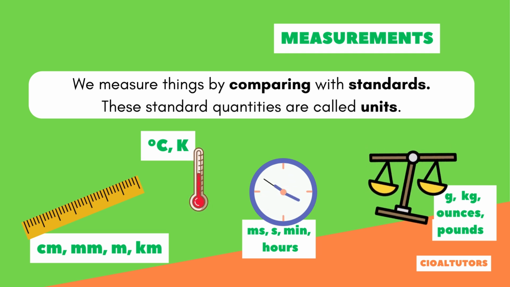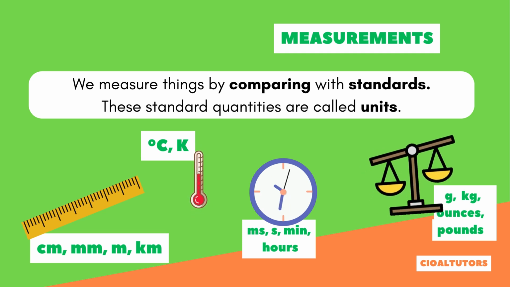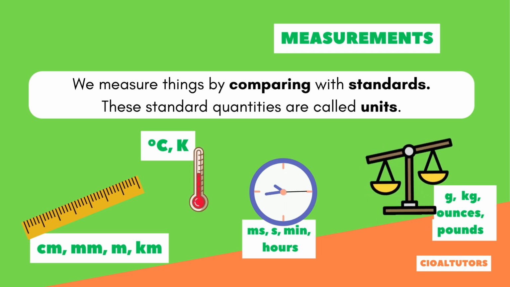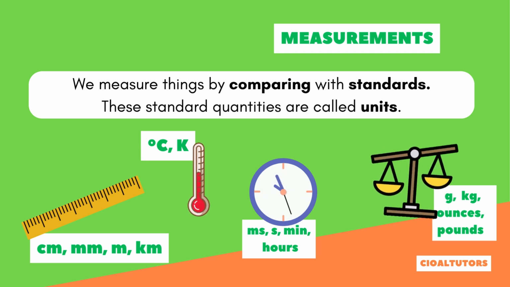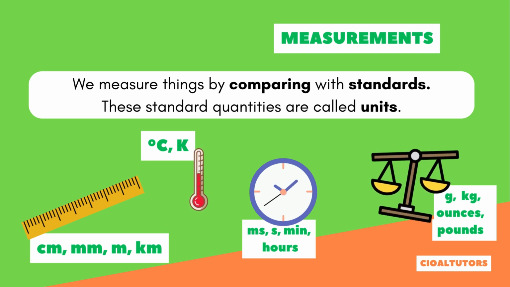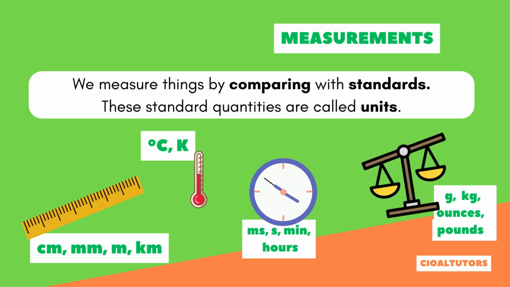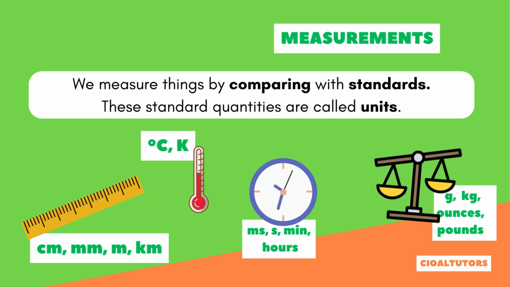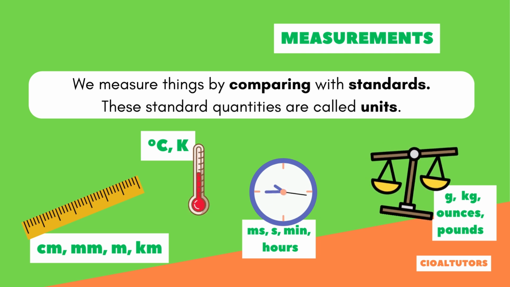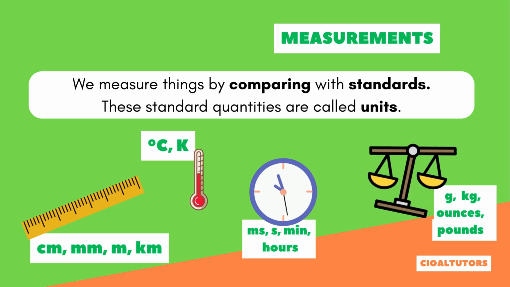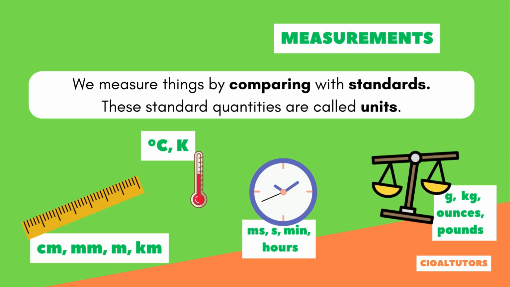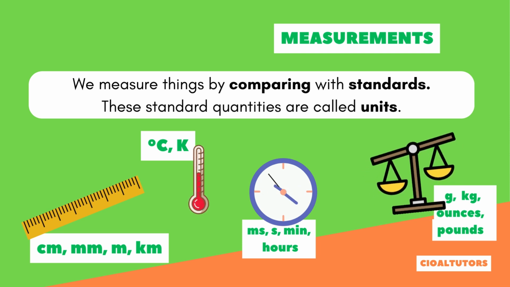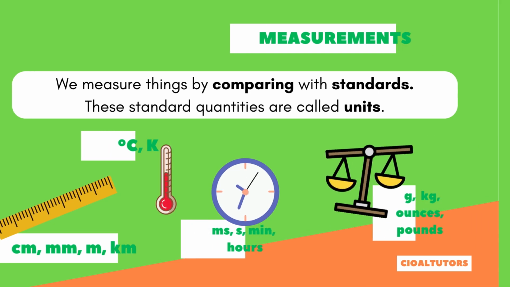Using standard units avoids confusion and ensures consistency. Consider measuring the length of a room. If one person measures a length in meters and another in centimeters, they may report different values, leading to confusion. Scientists proposed standard units to be used universally to avoid this confusion, which they referred to as System International Units or SI units.